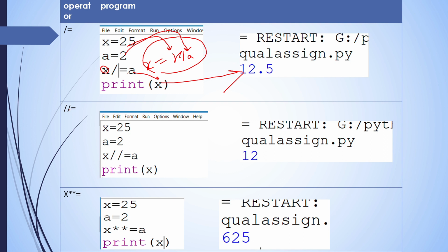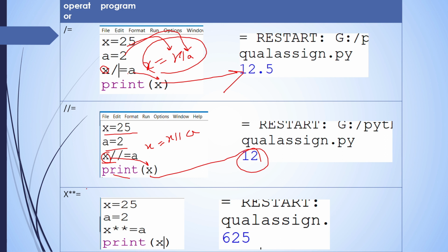Floor division assignment operator. So what happens in the floor division assignment operator? x is equals to 25, a is equals to 2, x floor division is equals to a. So the expression is just like this: x is equals to x floor division a, print x. The value that is stored here comes here. When I use print statement, it will display the output on the output screen, and the output is 12.